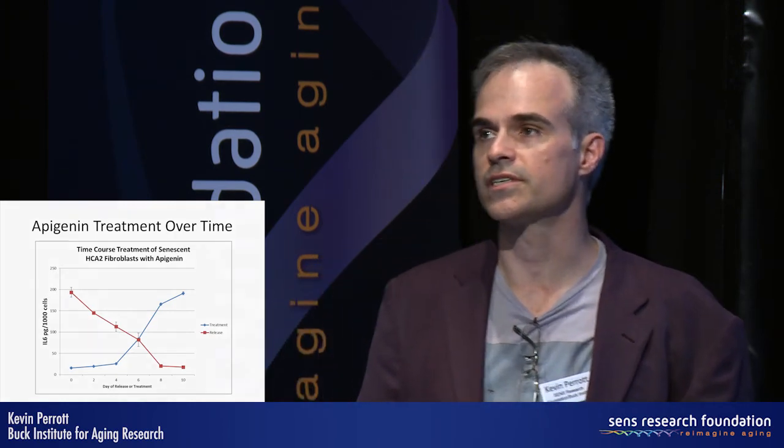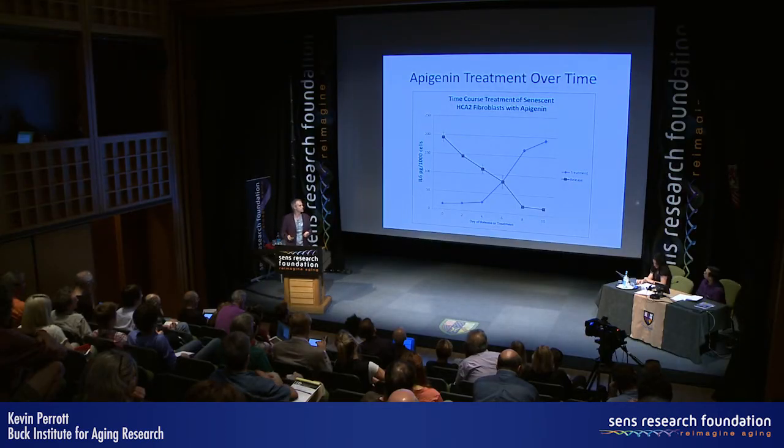Both long-term treatment or releasing cells from treatment both see that Apigenin needs to be continuously applied in order to see a suppression of the SASP in this 10-day treatment or release experiment that was done. So not only is IL-6 the sentinel, but you want to look at the entire component of the SASP.